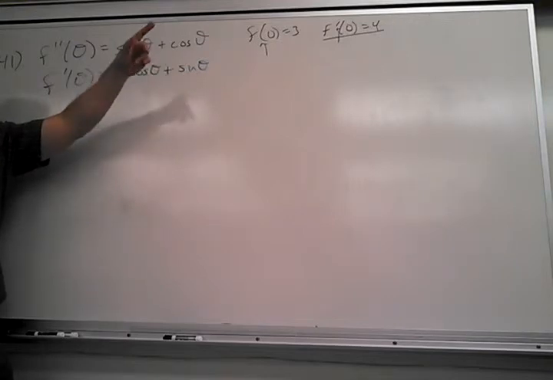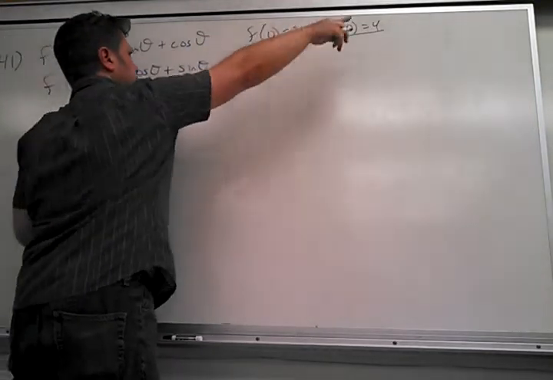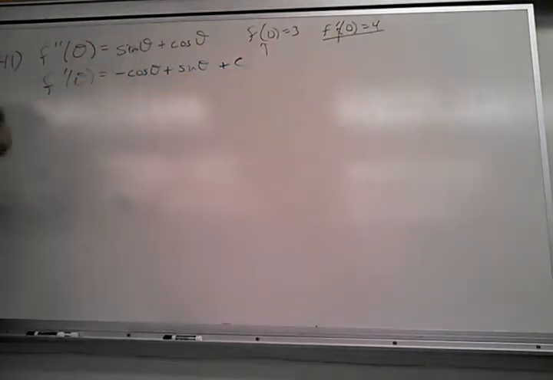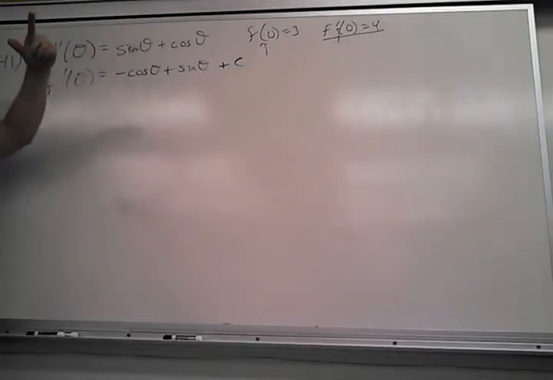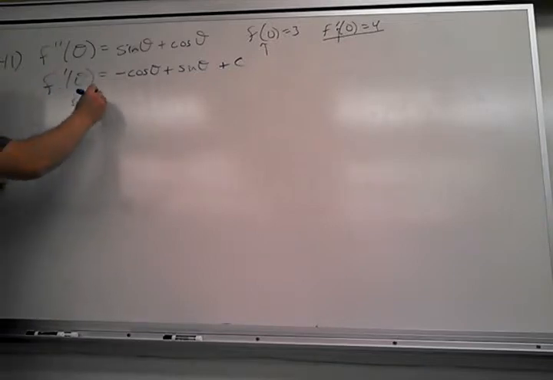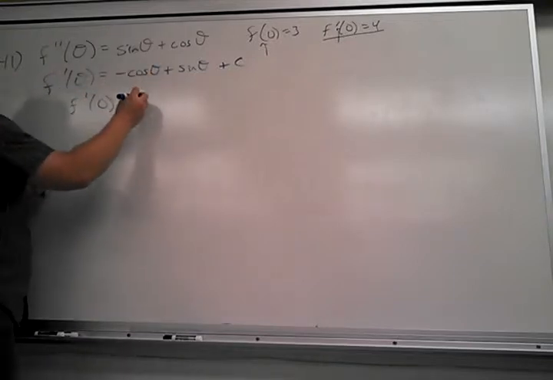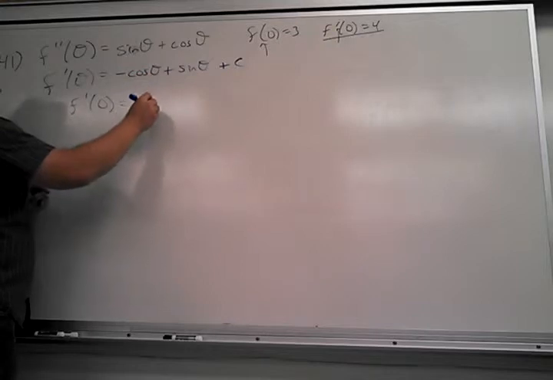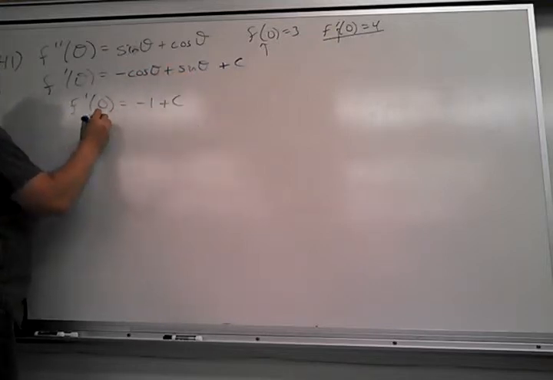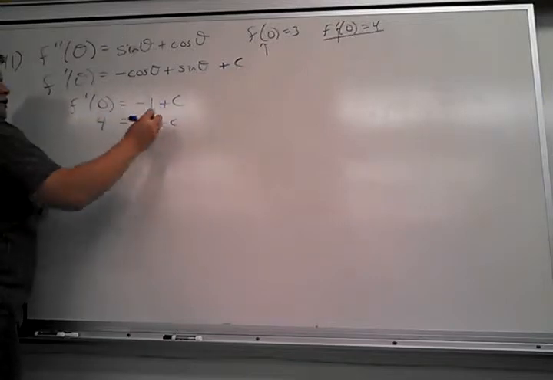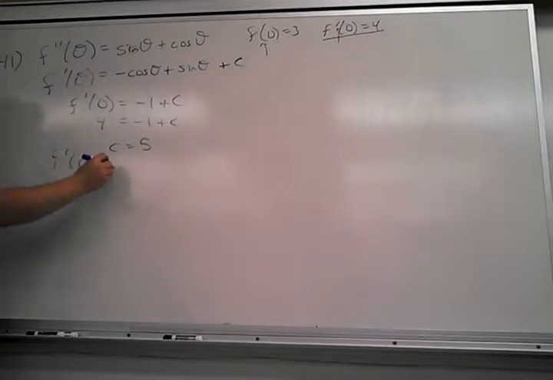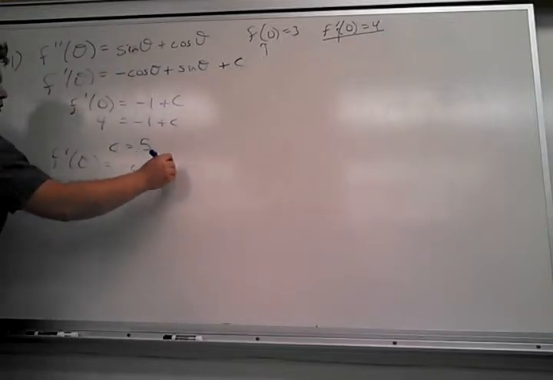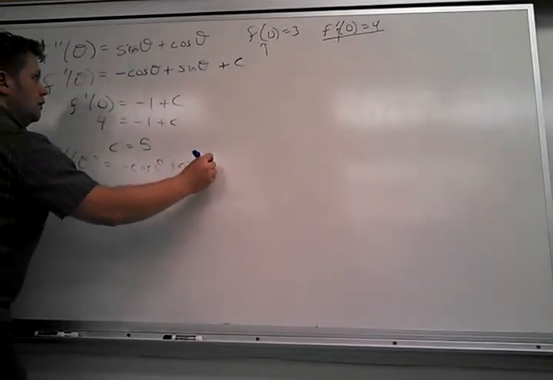And of course, good. So the whole reason they gave me all this stuff is for this. Right now, I can apply that second thing, because it works on the first derivative. So I know f prime of 0, which is, good, cosine of 0 is 1, so negative 1 plus 0 plus c, I know that that is 4. So c must be 5. So then my f prime of theta is negative cosine theta plus sine theta plus 5.